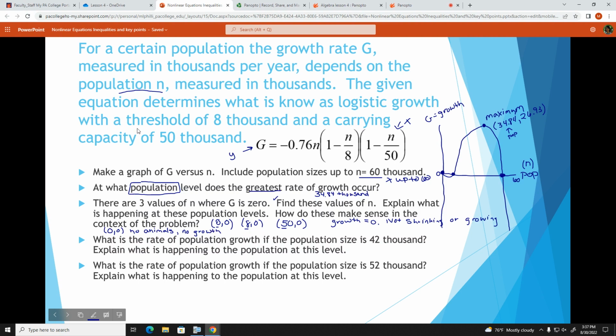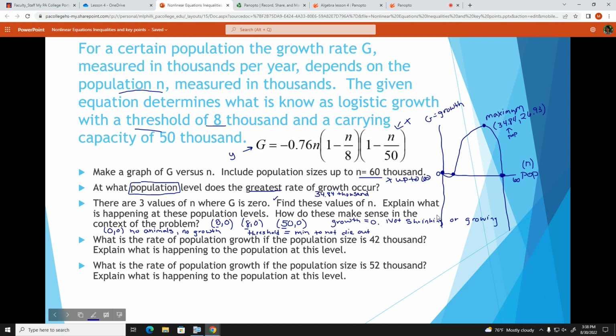Well, the 8 is mentioned in the problem, and it says threshold of 8. So the threshold means that is the minimum population required to establish this animal. And so this one was the threshold equals minimum to not die out. So prior to that, we see this negative. So we see the growth is negative. So if a smaller population is introduced, there would be too many predators, and over a period of time, that population would die out. But if the population was at 8,000, it would not have growth or decay or shrinking. So every animal that died, there would be an equal number born, and so the population would not shrink or grow, it would just stay flat at 8,000.